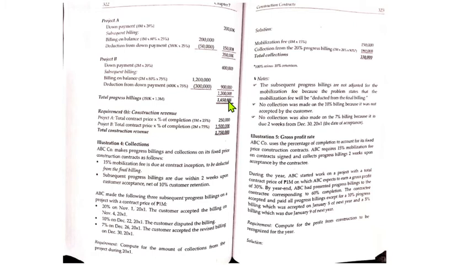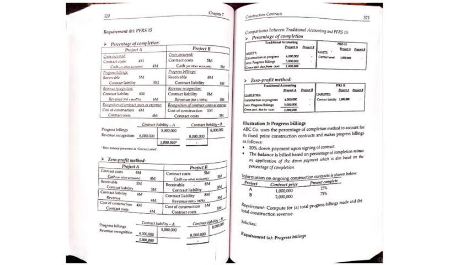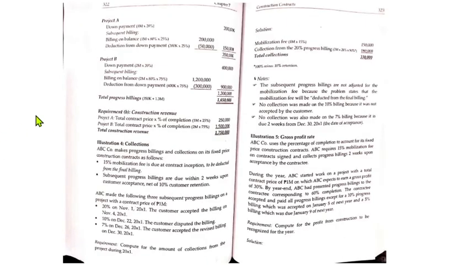For requirement B, ang tinatanong sa'yo is the construction revenue. How do we compute for construction revenue? Di ba contract price multiplied by the percentage of completion. So, easy. Contract price, 1 million times 25%, 250. 2 million times 75%, 1.5. That is your 1.75 million is the answer. Construction revenue total.